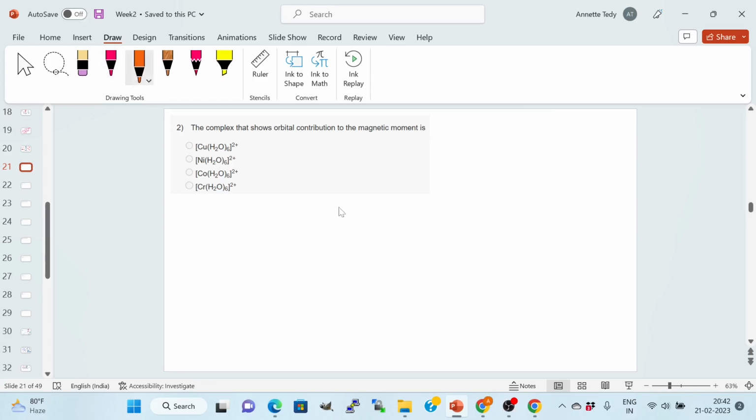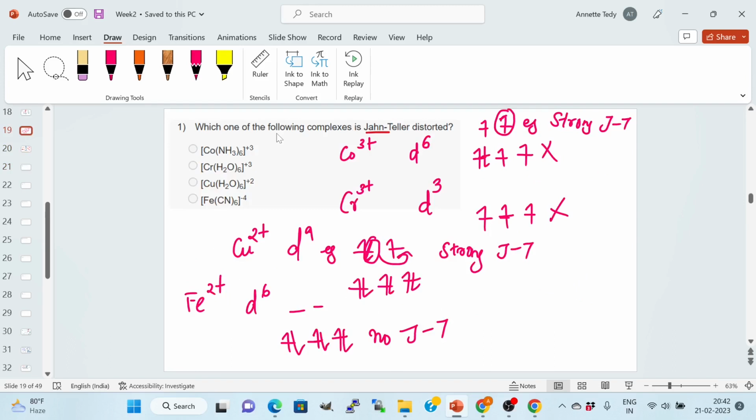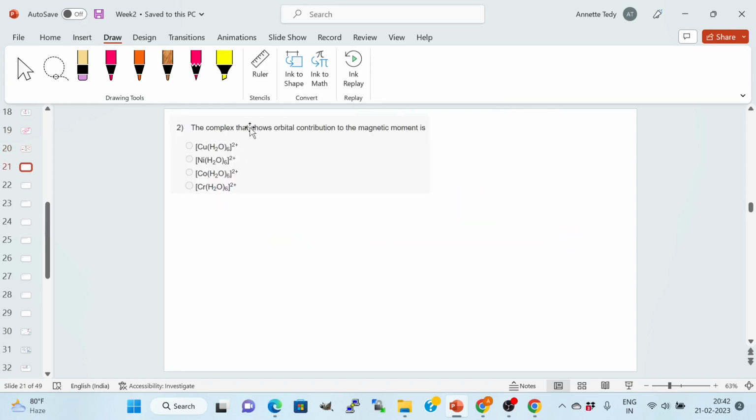This one, according to our discussion, we will solve. No, no. NH3 is a weak field ligand. The complex that shows orbital contribution to the magnetic moment is... So first we have to calculate the oxidation state, then we have to find out the number of d electrons, and then we have to arrange the d electrons in the T2G or EG orbitals. Then we will see which one will follow. So we will solve one by one.